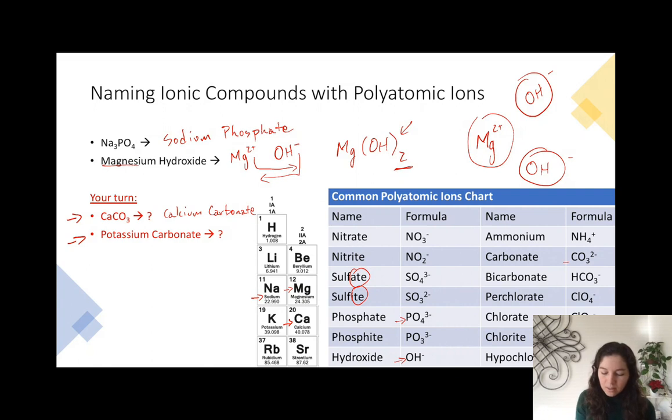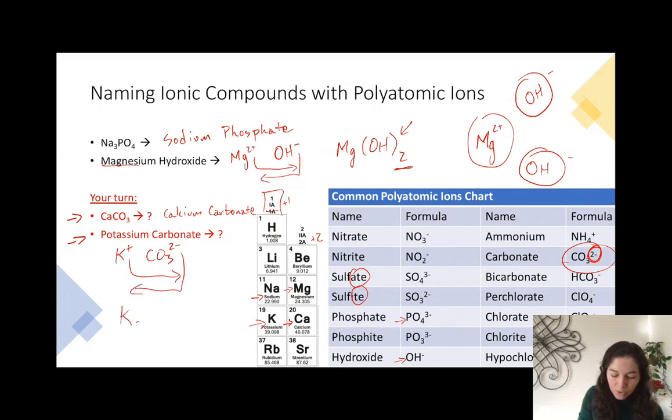Potassium carbonate, here's potassium, so it's K. Carbonate, we know it's this one. Potassium is in group 1A, so it has a +1 charge on it. This is a +1, +2 is here. CO3 has a 2- charge. So in order to figure out the subscripts on these, we're going to drop and swap.